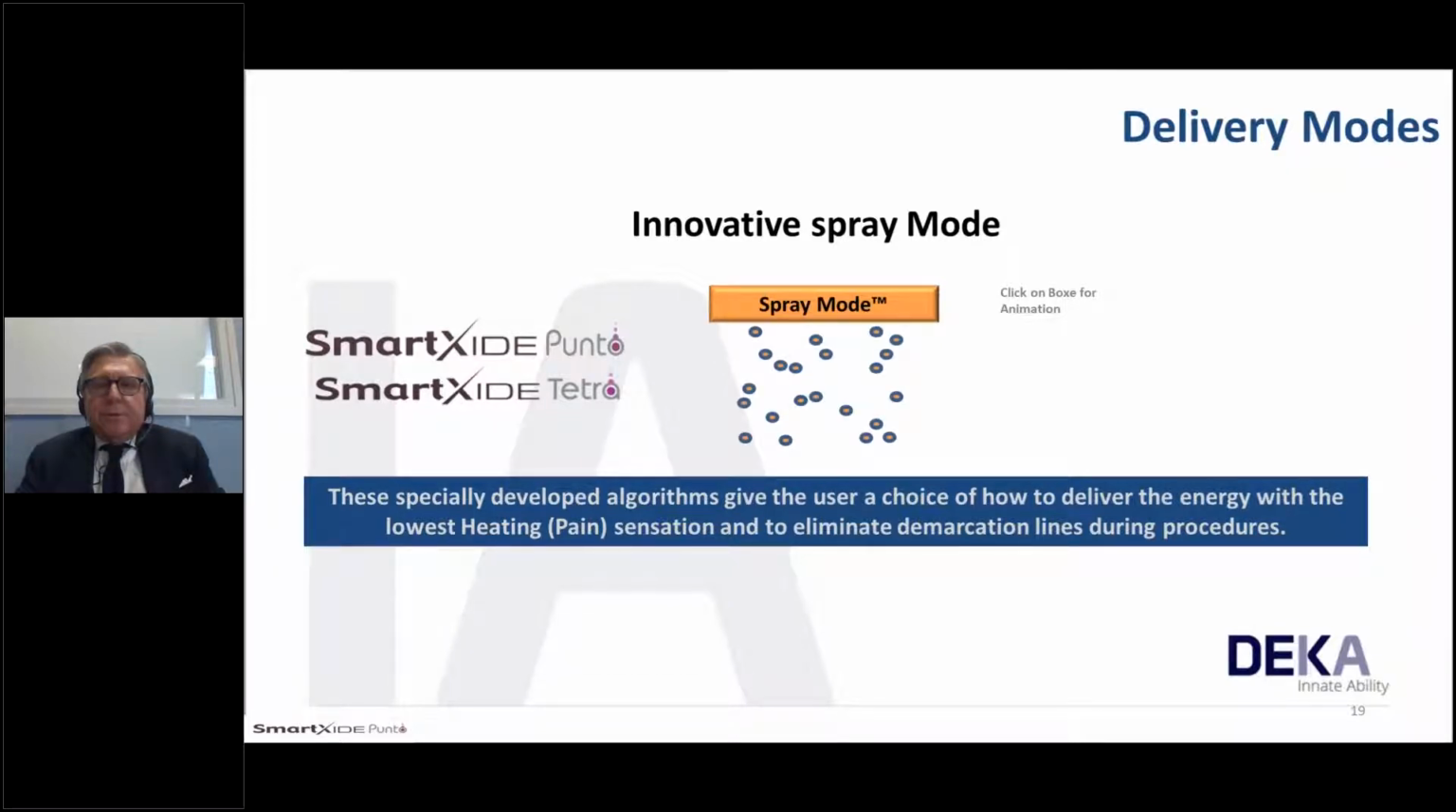You see here the randomized capability to deliver the dots in the scan. You see, we can do this with Punto and Tetra.